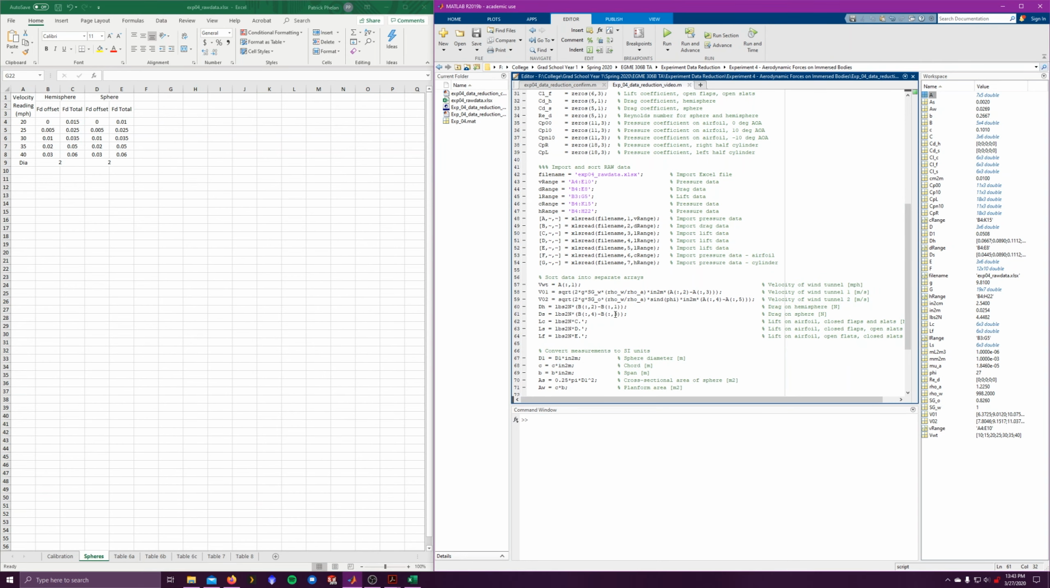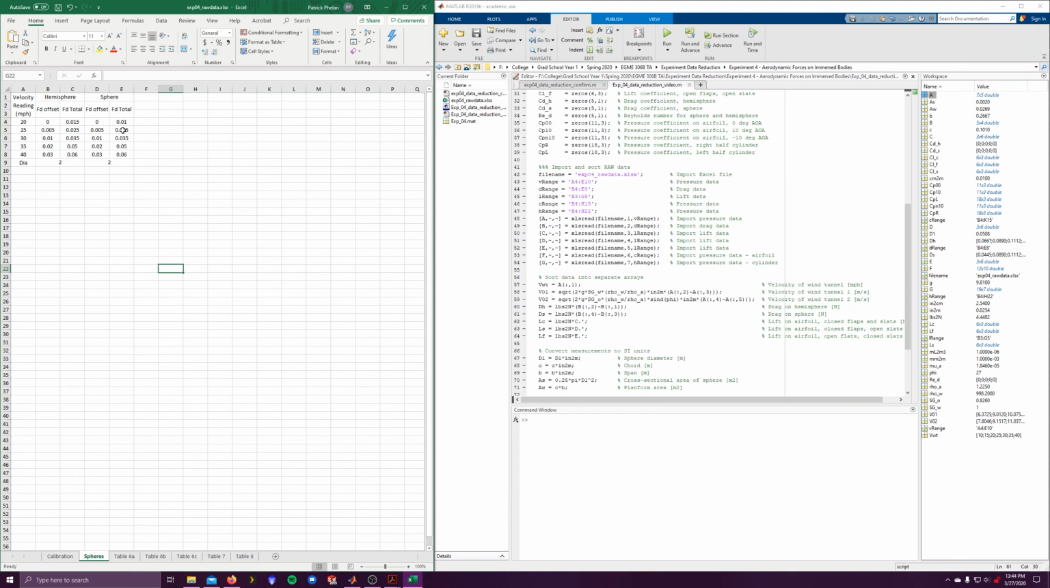Okay, so quick update. What I've done here is I've changed this to B4 minus B3. So what I had in the beginning was B4 minus B1, but what we should do is take this fourth column and subtract it by the third column right there. So that's for the drag on the sphere.